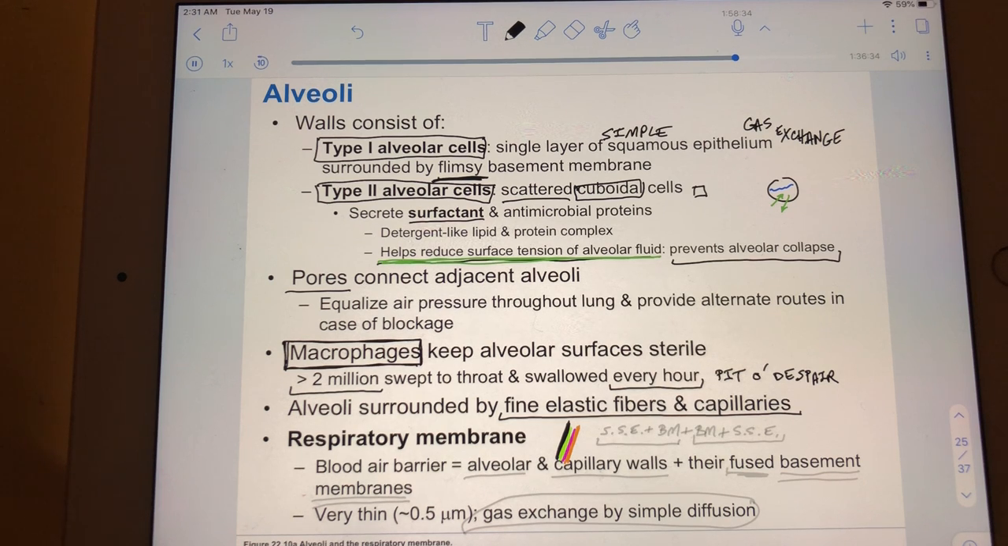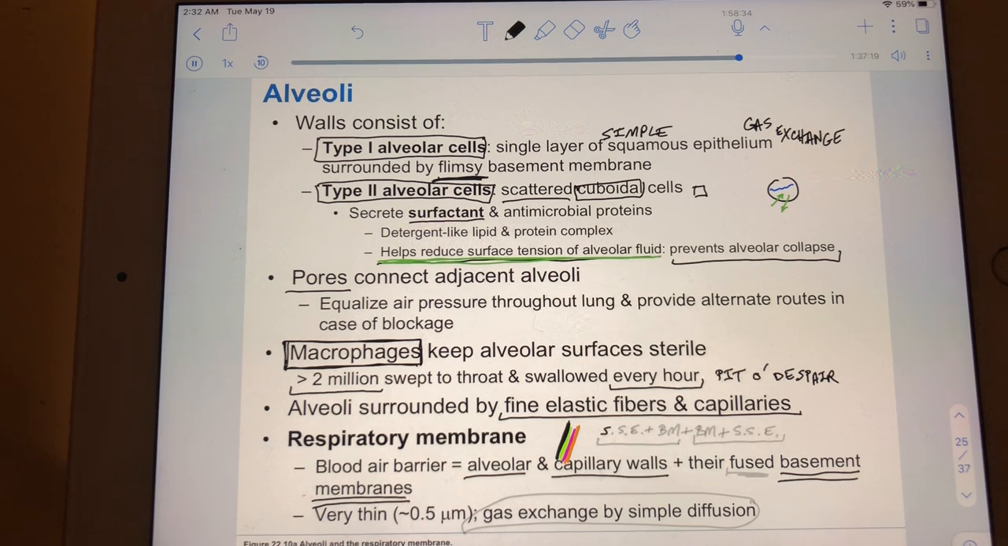Okay. And all together, these layers, cookie, filling, filling, cookie, make up one respiratory membrane. What are these cookies and fillings? Well, the wall of the alveolus, the basement membrane associated with that simple squamous epithelial cell, the basement membrane associated with the simple squamous epithelial cell that makes up the capillary wall and that simple squamous epithelial cell.